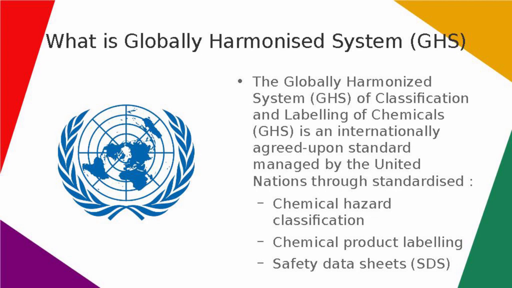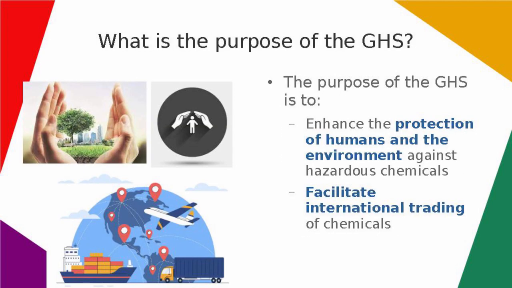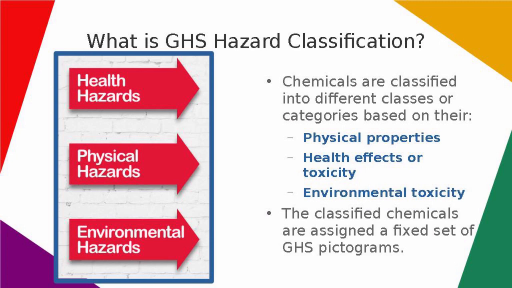The Globally Harmonized System of Classification and Labeling of Chemicals, GHS, is an internationally agreed upon standard managed by the United Nations through standardized chemical hazard classification, chemical product labeling, and safety data sheets, SDS. What is the purpose of the GHS? The purpose of the GHS is to enhance the protection of humans and the environment against hazardous chemicals, and facilitate international trading of chemicals.